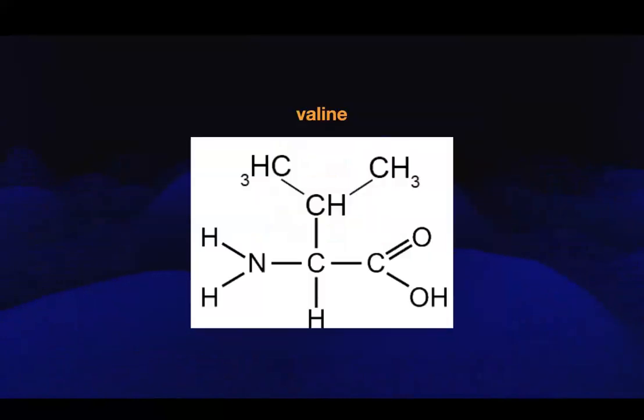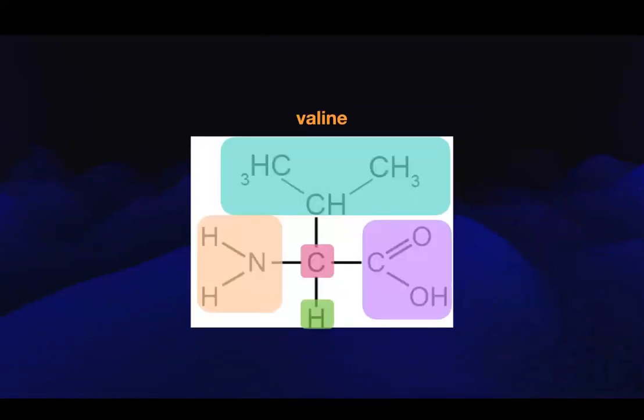For example, let's take valine. It looks scary when you look at it, but if we break it down, we will notice that the template is always true. You have a central carbon, you have an amine group towards the left, that's the N and the two hydrogens. You have the carboxyl group towards the right. Then you have that turquoise thing on top. That is your variable group. That's what makes valine valine.